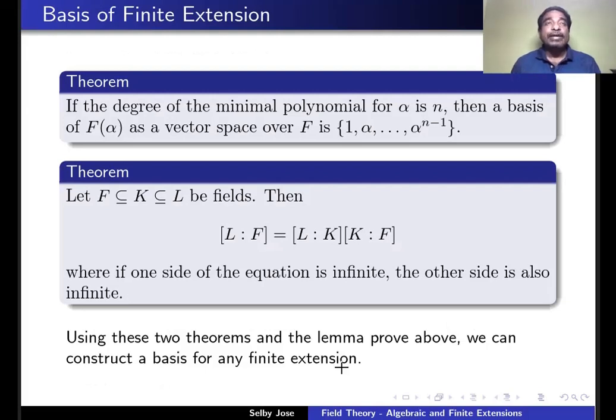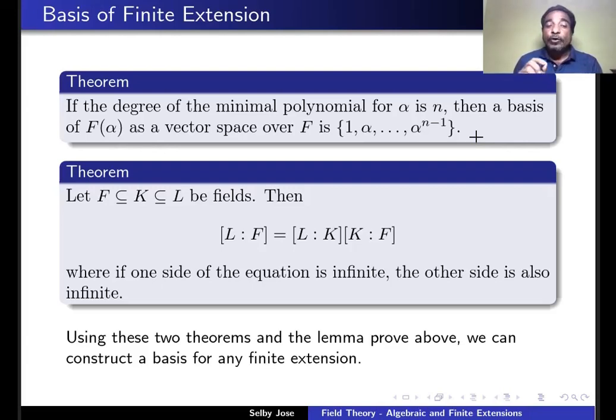Now, how do we find the basis of a finite extension? In the last two sessions we have seen these two theorems. One is, if the degree of a minimal polynomial for alpha is n, then a basis of the simple extension F of alpha as a vector space over F is 1, alpha, alpha squared, and so on, up to alpha raised to n minus 1. That means the simple extension F of alpha over F has a basis, namely 1, alpha, ..., alpha raised to n minus 1.